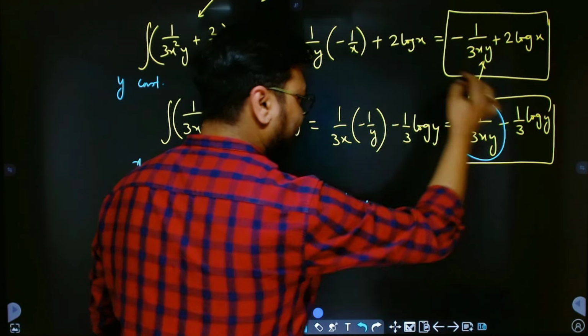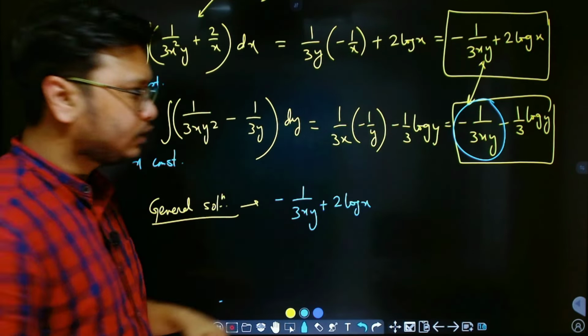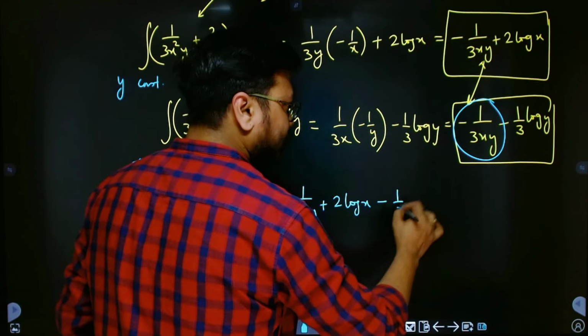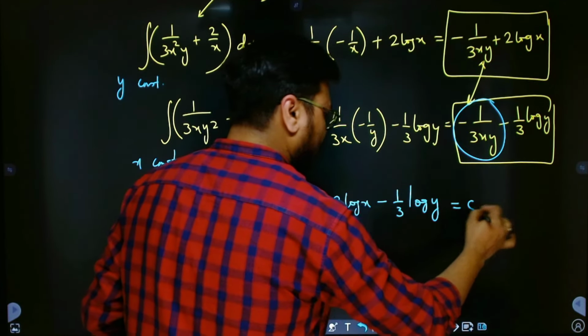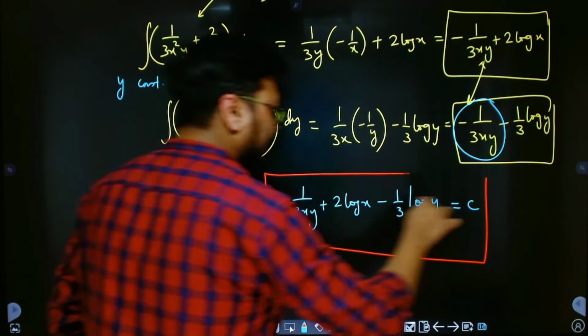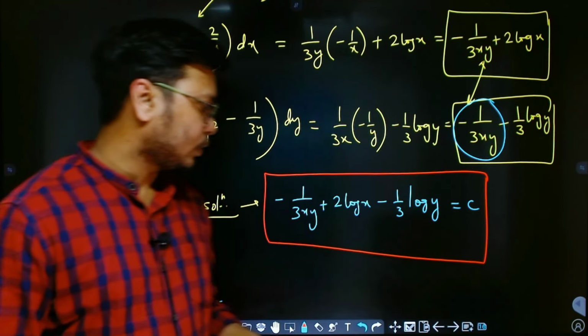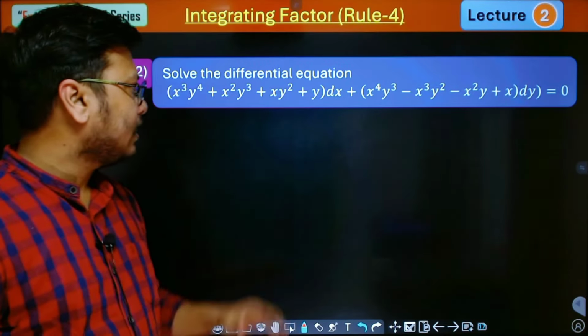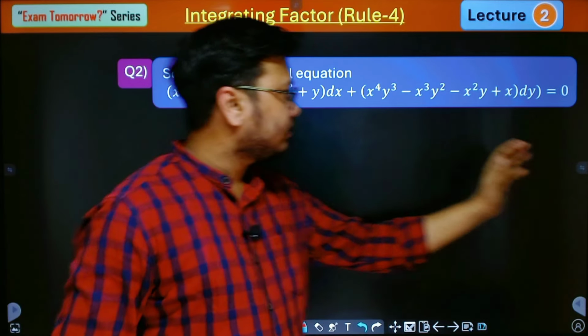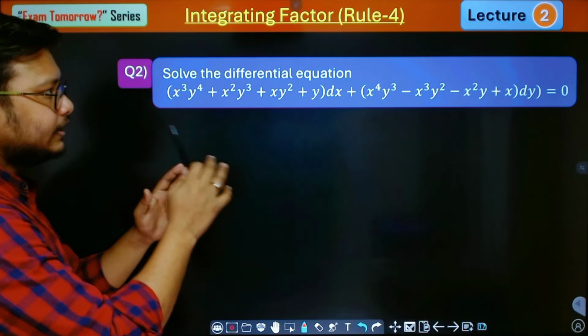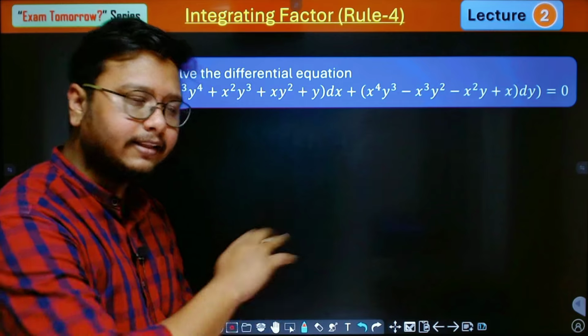I'll not copy the same term again, so I'll focus on the next one, which is minus 1/3 log y equals c, and that's the answer of this particular question, right? So let's move on to another question. I will not completely solve this question, okay? I'll just help you visualize it and then move on.